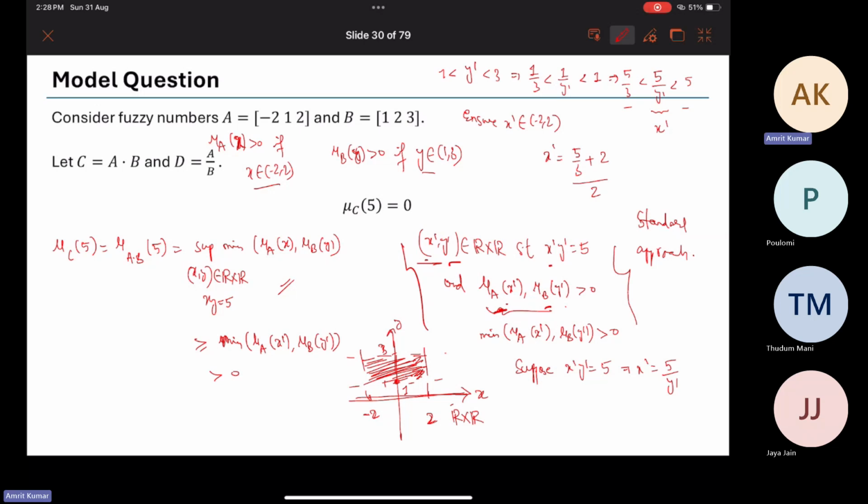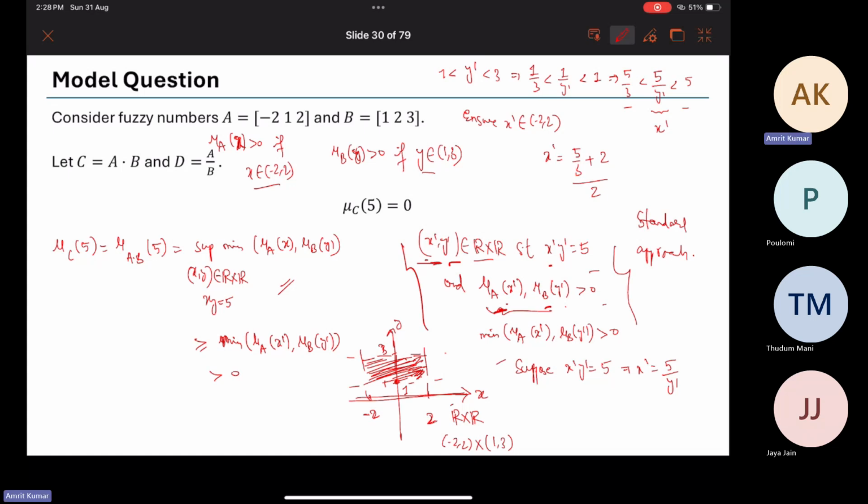Okay, so I'll just repeat. We want a pair x dash comma y dash with these properties. Then I argued that you don't need to look at the entire R cross R. You just need to look at this particular square, -2 comma 2 cross 1 comma 3. Because it is precisely in this region of R cross R that both the membership function of A and the membership function of B are greater than 0.